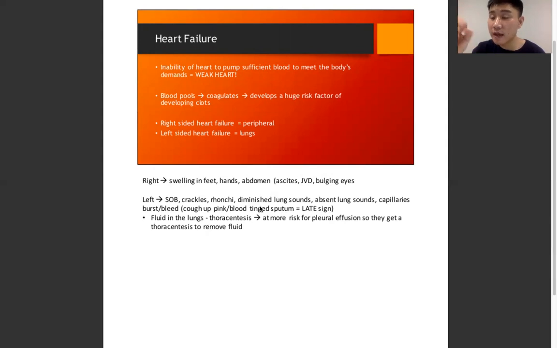Because the heart is weak and it does not pump all of the blood out, it can cause blood pooling. Blood pooling meaning after a contraction of the heart, instead of all of the blood in the left ventricle going out to the body, some of the blood remains in the left ventricle and causes pooling. Over time, whenever the blood is pooling, it can coagulate, meaning it can thicken and harden, and develop a huge risk factor for developing clots.